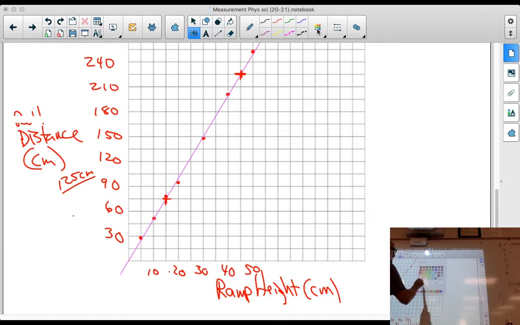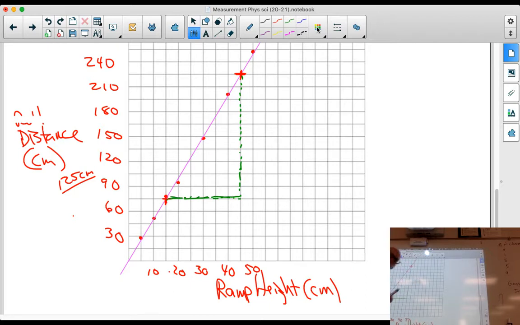I should change colors. Oh, that's the same color as my dang line. How about green? So I'm going to drop that down like this. And again, if you don't have perfect grid intersections, then you're going to have to estimate in between the gap.